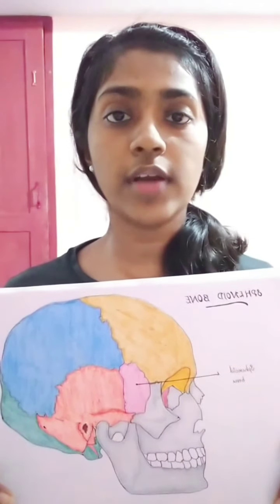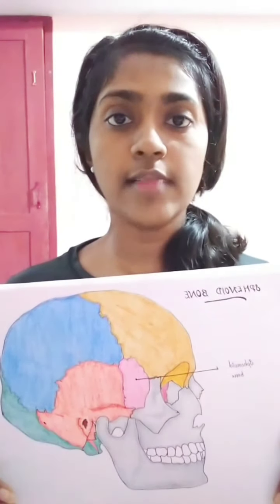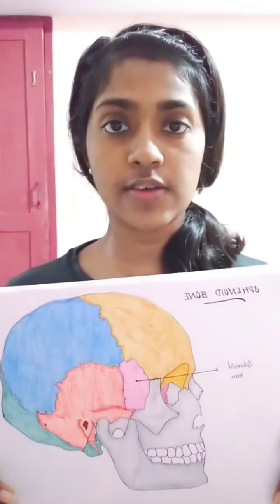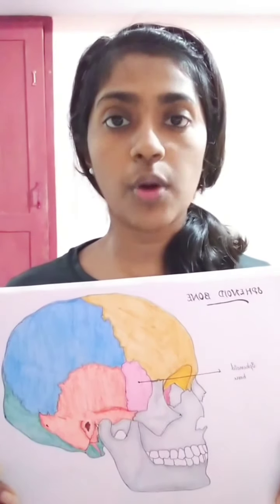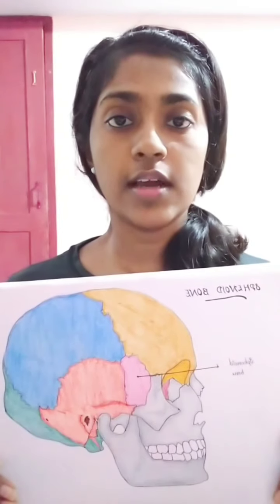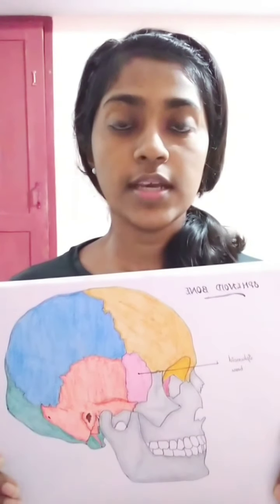Function. The sphenoid bone has many essential functions. It helps to form the base and lateral sides of the skull in combination with the orbital floor. Its many articulations with the bones give the skull rigidity.